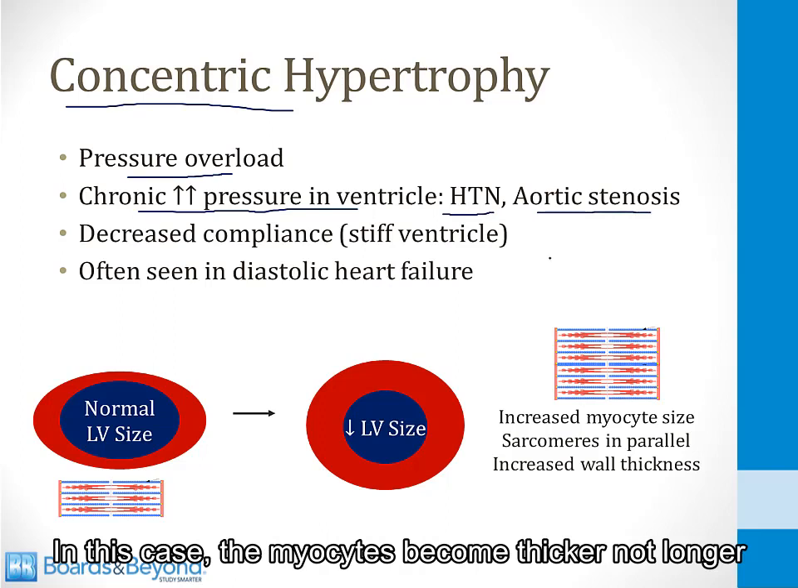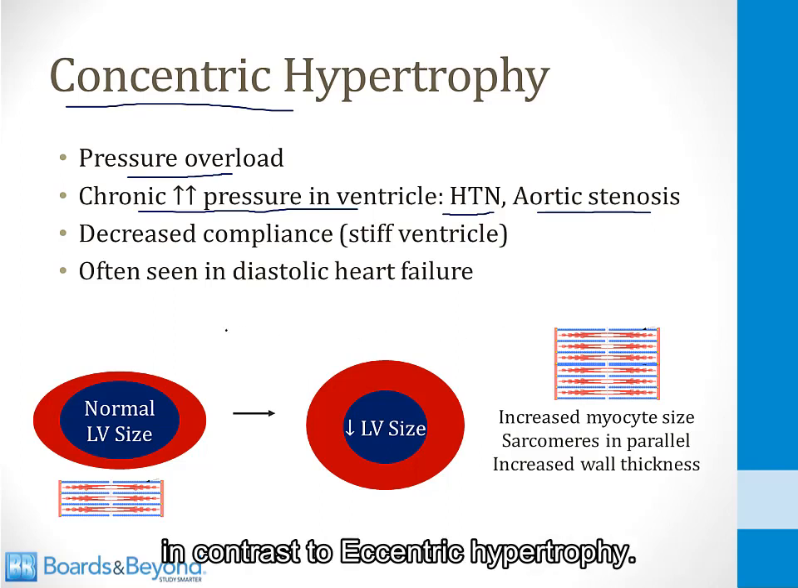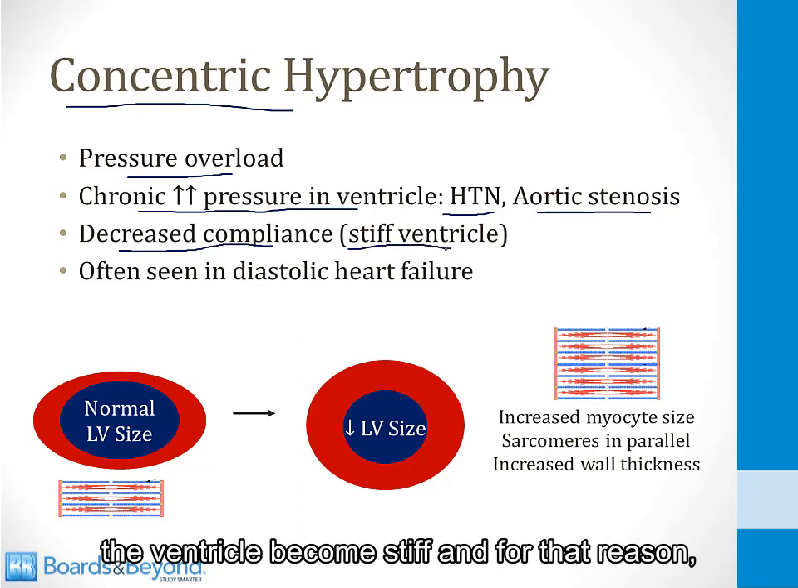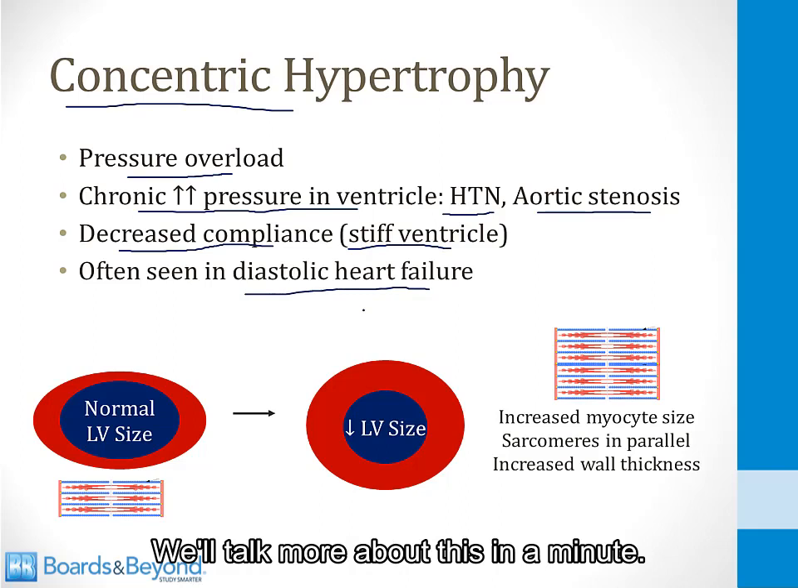In this case, the myocytes become thicker, not longer, and that's why it's called concentric hypertrophy in contrast to eccentric hypertrophy. This results in a decrease in compliance. The ventricle becomes stiff, and for that reason, this form of hypertrophy is often seen in diastolic heart failure. We'll talk more about this in a minute.